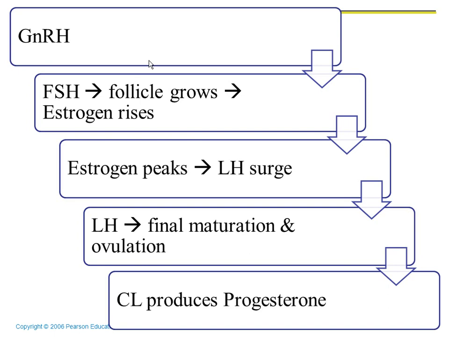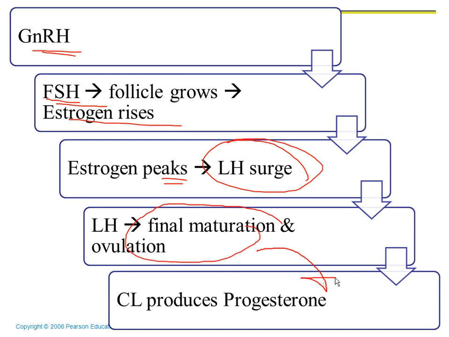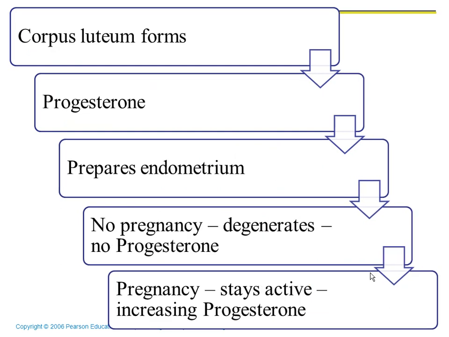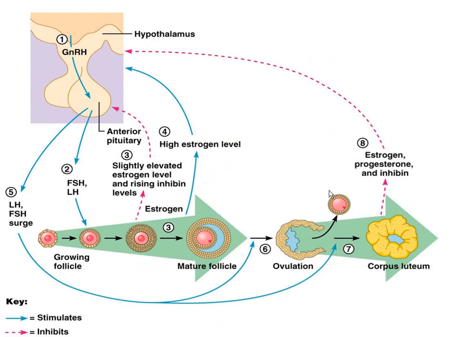Alright, and here's what the hormones were doing. Remember, GnRH causes FSH, grows the follicle, estrogen rises. When estrogen peaks, everything switches, we get an LH surge. LH surge stimulates final maturation and ovulation. We get a production of a corpus luteum, secretes a lot of progesterone and some estrogen. The progesterone prepares the endometrium for pregnancy. No pregnancy, it breaks down. Pregnancy, it stays active. And again, make sure you have a good understanding of these hormones and how they're working. And remember, in females, it's cyclic.